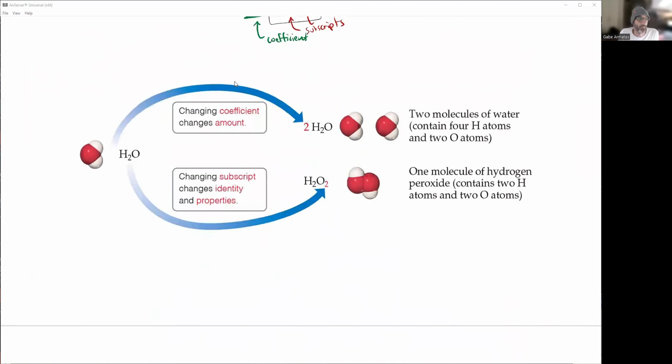So one more time, here's a better representation of it. I have a water molecule changing the coefficient. This you're allowed to do.